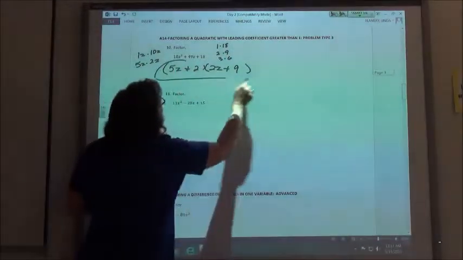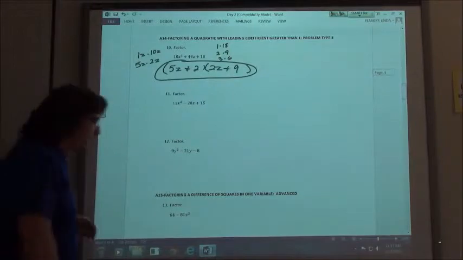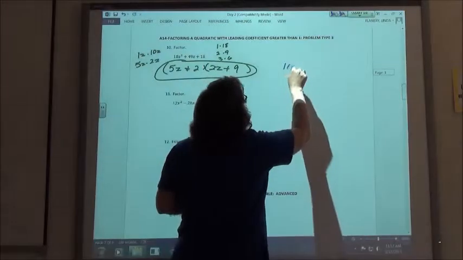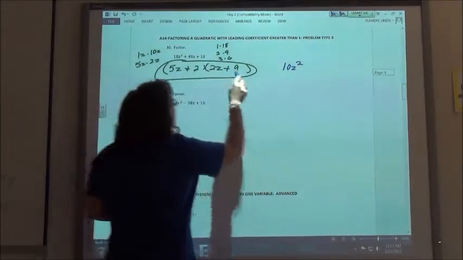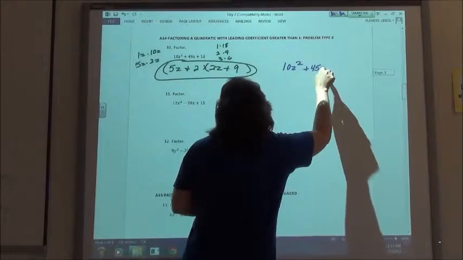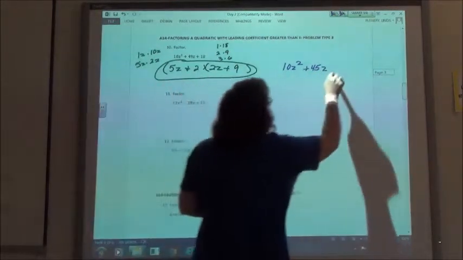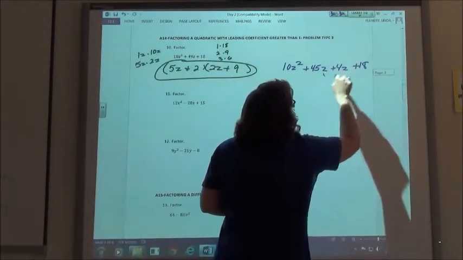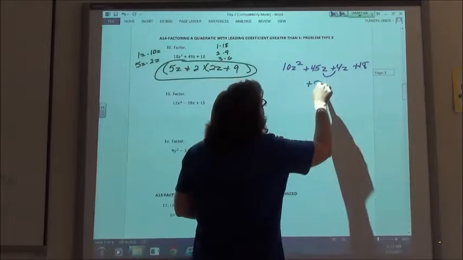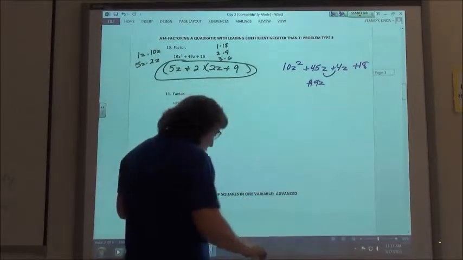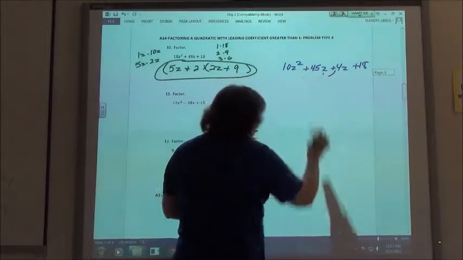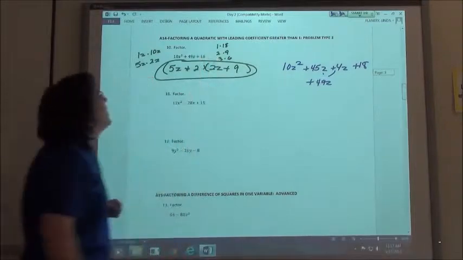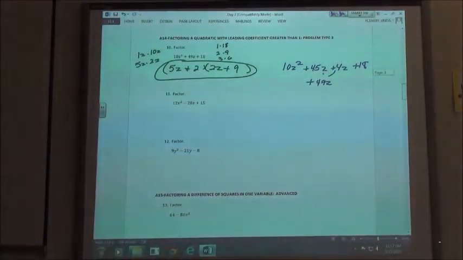So this is the pair of factors that I want. If I really wanted to double check, I would go ahead and FOIL that out. 5z times 2z is 10z squared. 5z times 9 is 45z. 2 times 2z is 4z. 2 times 9 is 18. My 45z plus my 4z adds up to the 49z in the middle. So I know, yep, if I FOIL that out, I get what I started with. I've got my right pair of factors.